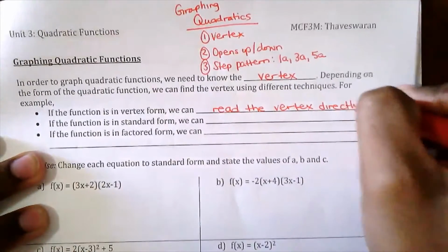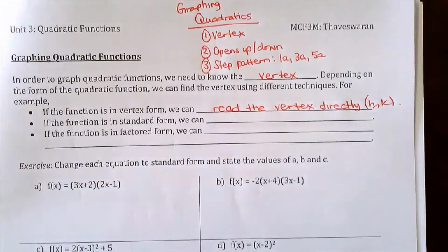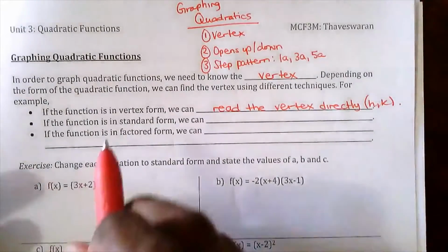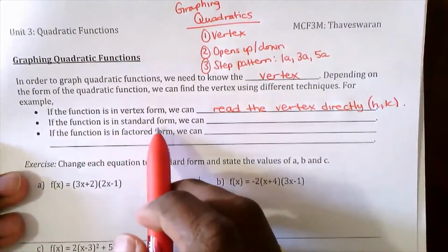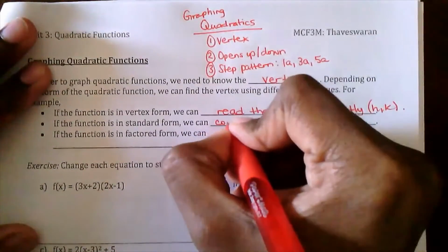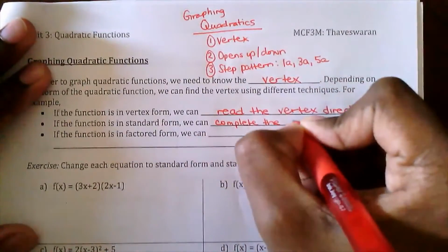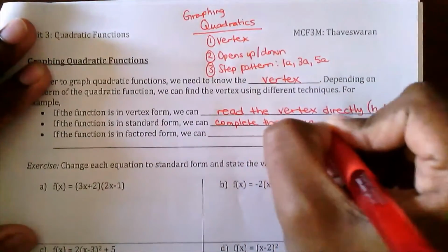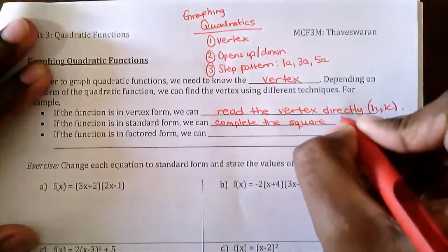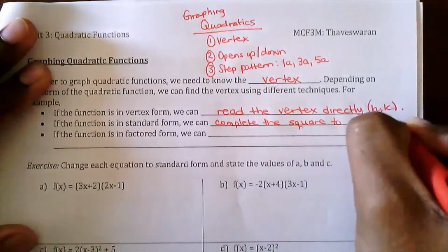And that's by taking the h and the k value. Remember, the h will have the opposite sign. If the function is in standard form, in order to find the vertex, we need to complete the square to get to vertex form.